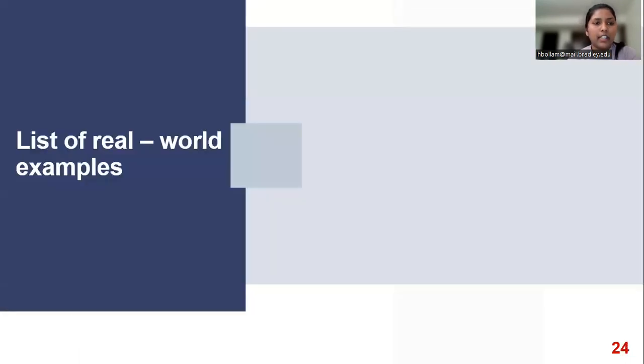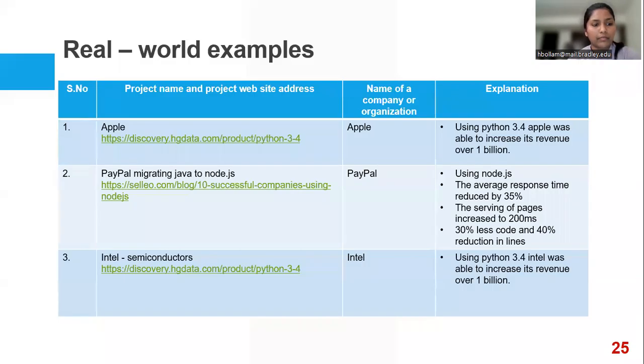Let's see some real-world examples. Apple has started using the Python language to develop their macOS and iOS applications. This helped them increase their revenue by over 1 billion. In the same way, PayPal also migrated their existing Java code to Node.js. This helped them achieve an increase in the speed of the app, less response time, and 30% less code. That means a reduction in memory too.